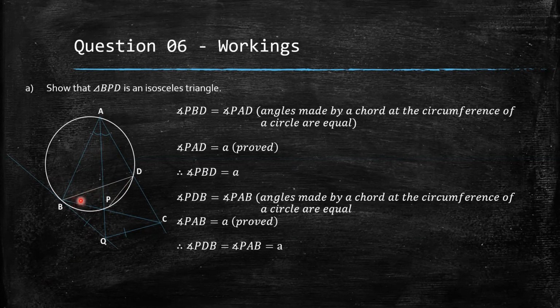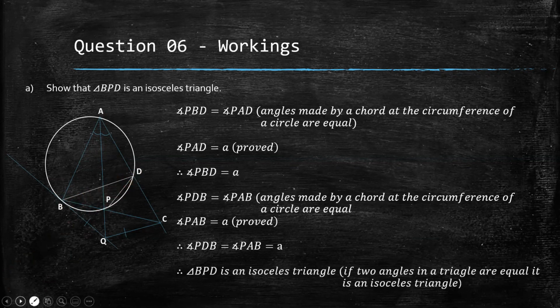Therefore, these two angles are equal. Thereby, these two sides BP and PD will become equal. Therefore, BPD is an isosceles triangle. If two angles in a triangle are equal, it is an isosceles triangle.